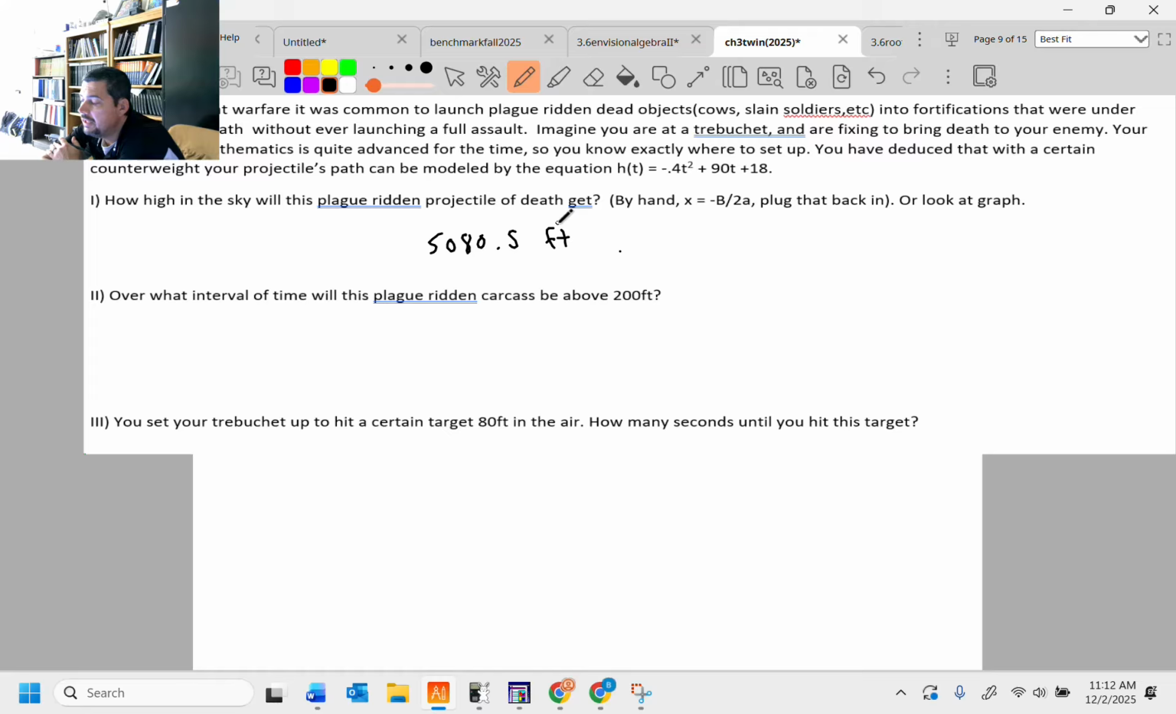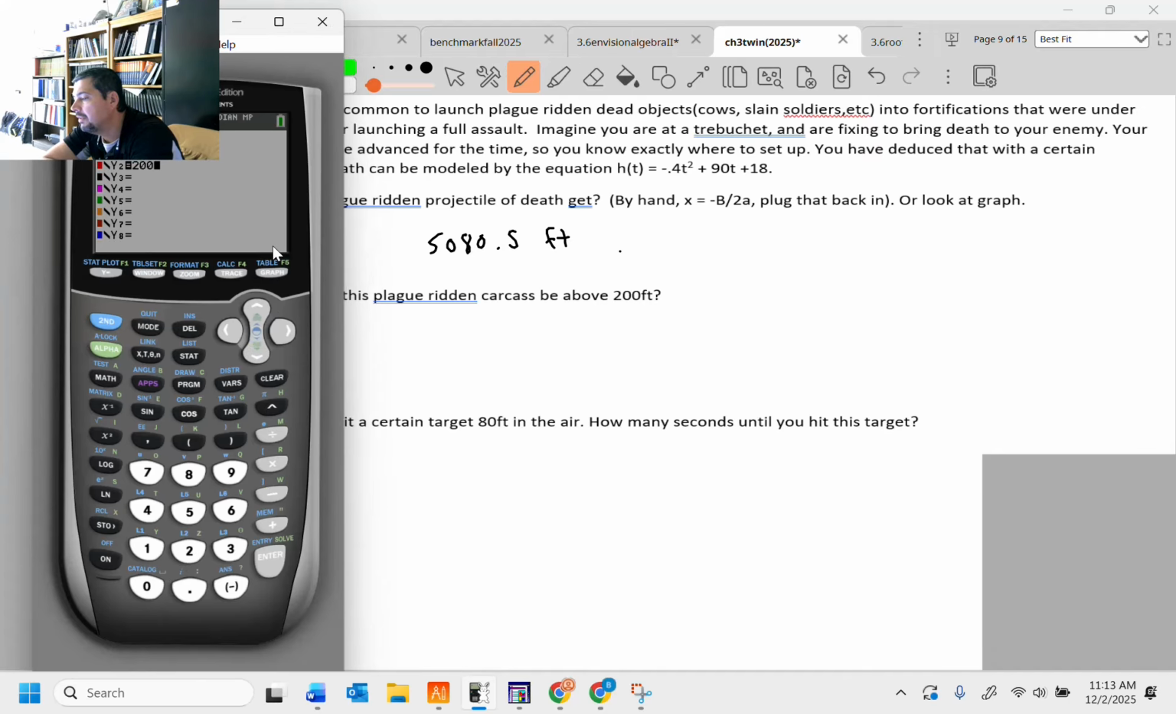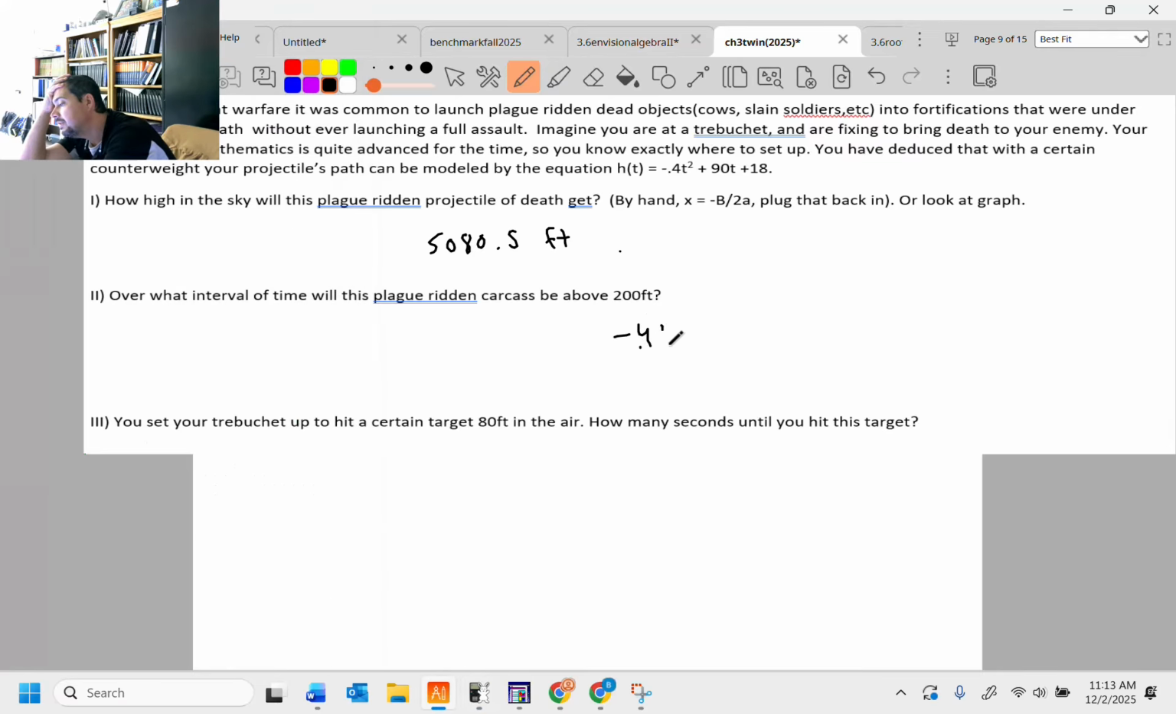Over what interval of time will this plague-ridden carcass be above 200 feet? Well, what I'm going to do is I'm going to put a 200 in Y2. And I'm going to hit graph. You're actually solving an inequality here. What you're doing is you're saying negative 0.4t squared plus 90t plus 18 is bigger than 200. And we answer inequalities with inequalities.